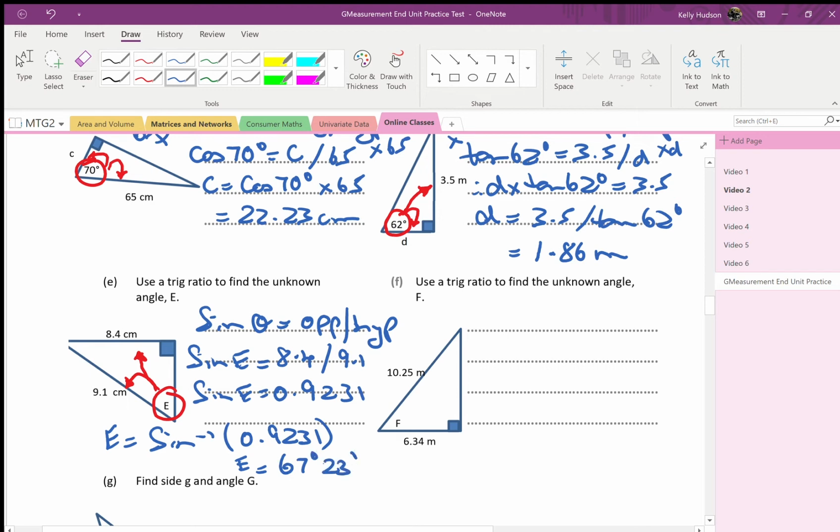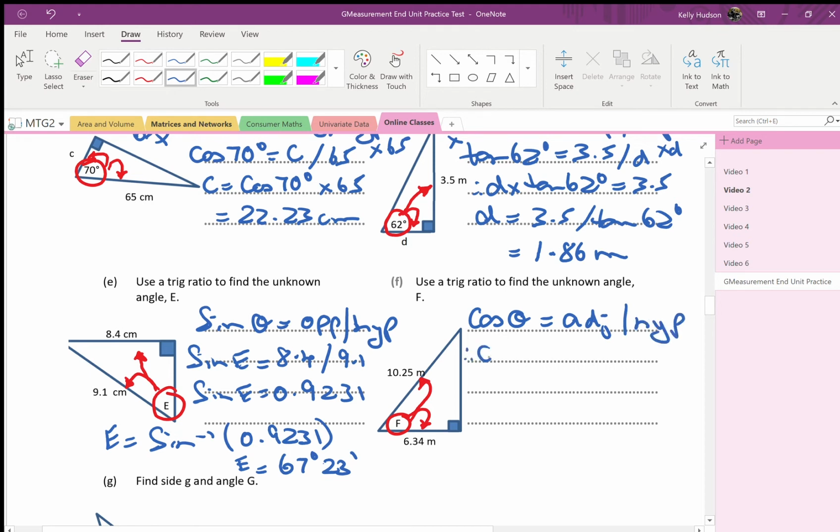Now you might get a decimal there. That's okay. If it's 67 point something, that answers perfectly okay as well. For the next one, we've got to find out what F is. So I've got my adjacent side and my hypotenuse. So adjacent and hypotenuse is going to be cos. So cos of theta is equal to my adjacent divided by my hypotenuse side.